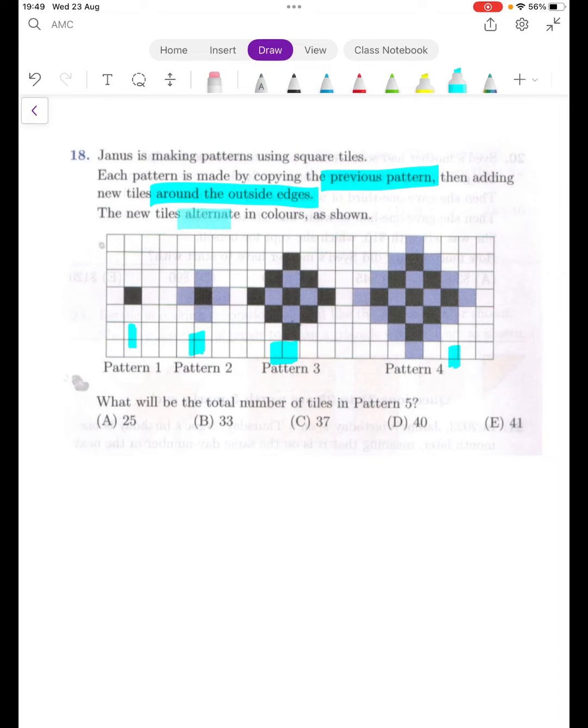The new tiles alternate in colors as shown. Here we can see we started with black, then they added the light color, the purple colored, and then they added the black tiles again on the edges, and then the purple tiles back. Now let me remove all this. Oh, sorry.